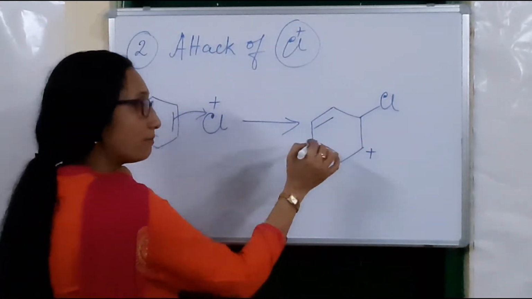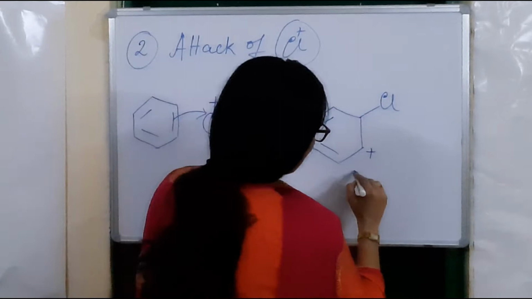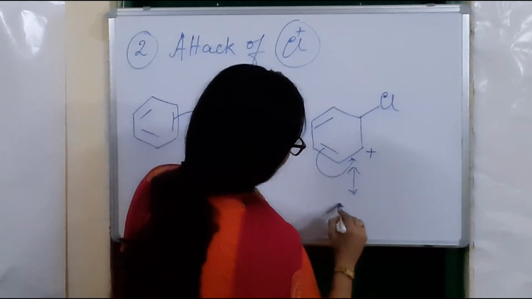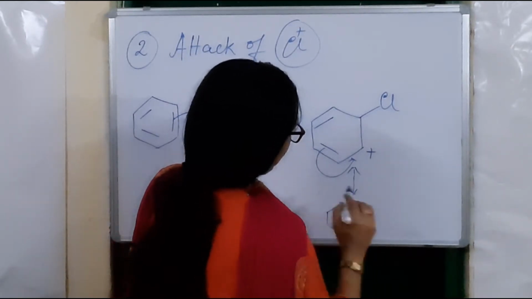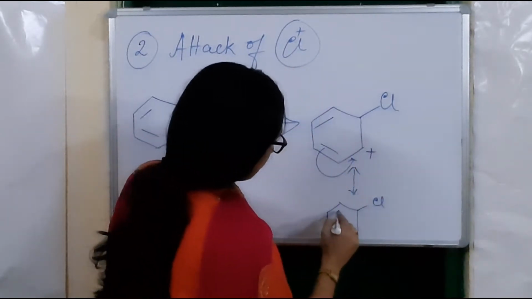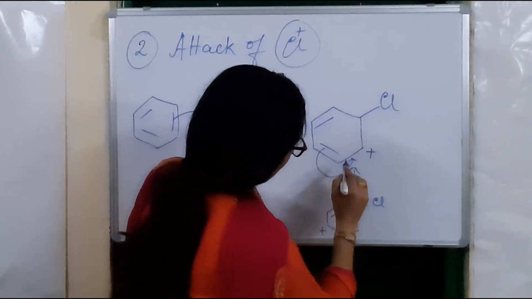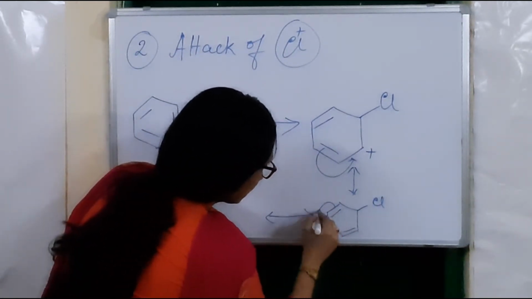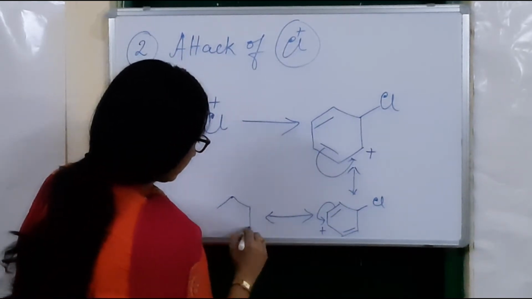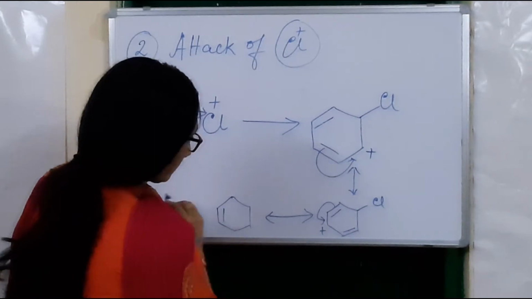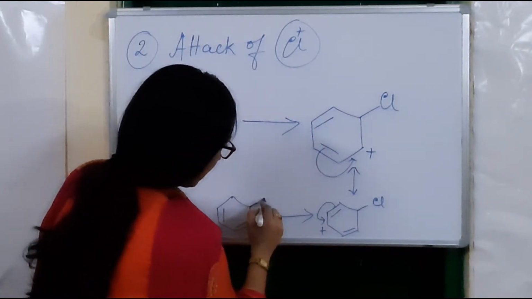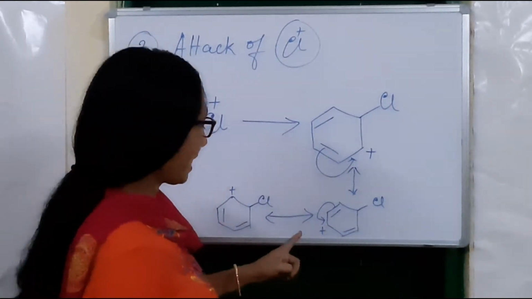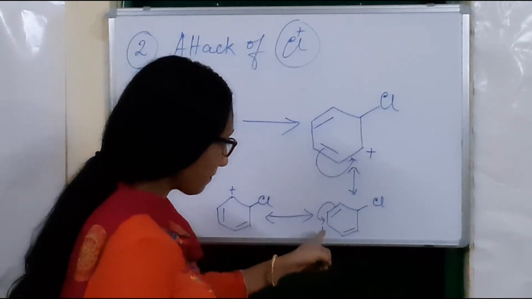Now it will have a number of resonating structures. So let us see the resonating structure. This will come here. So this is Cl, this bond intact. This is becoming plus and the pi bond will shift here. In the next step, what will happen? This one Cl. Now this is becoming plus. So you see that the plus is coming at the ortho position and para position.